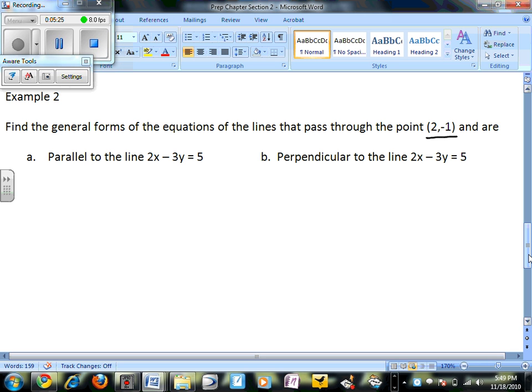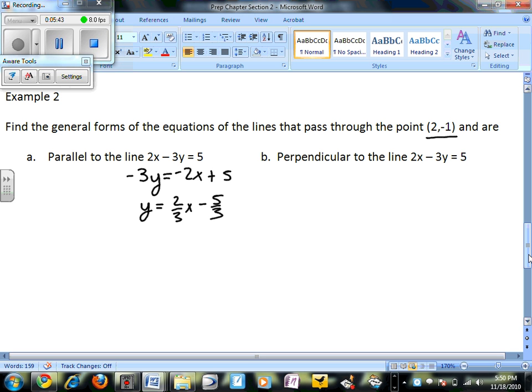So I'm going to subtract. I'm going to get this into mx plus b form. You don't have to do it this way, this is how I like to do it. Plus 5 divided by -3. So y equals a positive 2/3 x minus 5/3.